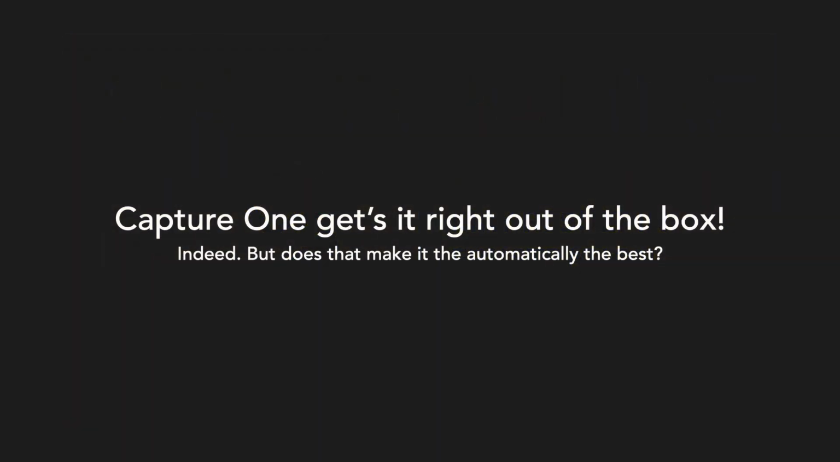So coming back to Capture One, it gets it right out of the box, right? And the reason for this is because Capture One identifies the type of file that it is. And specifically, we have Capture One for Fuji, which knows it's expecting X-Trans files to come in, and we get a great result because it's demosaicing as it should. So yes, indeed, it does get it right out of the box. But does that automatically make it the best?